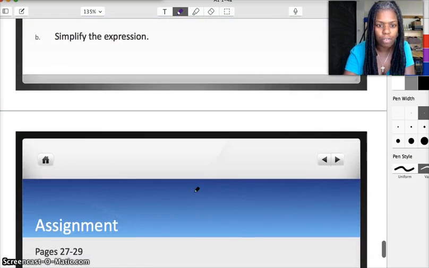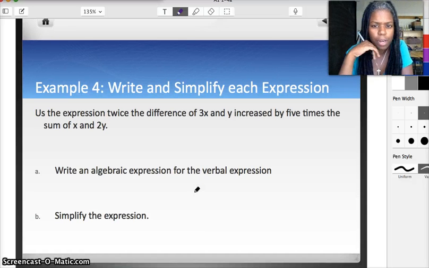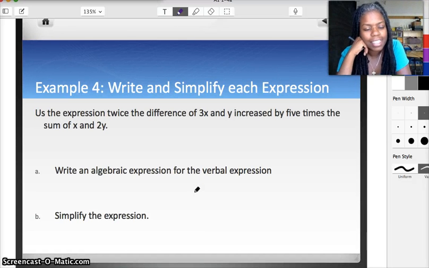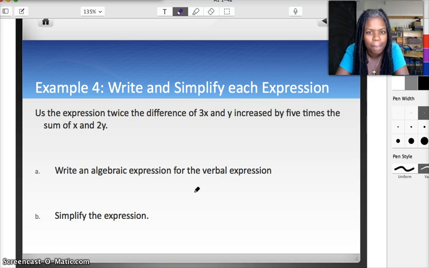We have one last problem in the assignment. You can go ahead and pick that up from your packet. This last example, that is example 4, we're going to write and simplify each expression. So we're going to be given an expression and we're going to simplify it. Use the expression twice the difference of 3x and y increased by 5 times the sum of x and 2y. It seems like a lot. Let's take it and unpack it slowly.